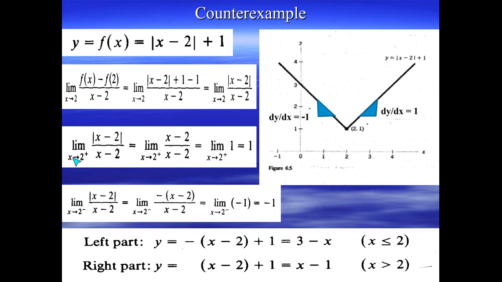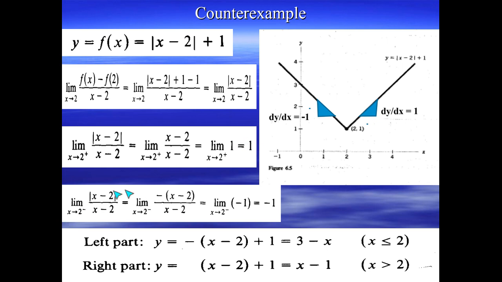Great. But when x goes to 2 from above, to 2 plus, from values higher than 2, then the absolute value of x minus 2 opens as x minus 2. So limit when x goes to 2 plus of absolute value of x minus 2 over x minus 2 is equal to limit when x goes to 2 plus of x minus 2 over x minus 2. And since x goes to 2 but is never equal to 2, I can simplify, and x minus 2 over x minus 2 is 1. So I obtain limit of 1 when x goes to 2 plus, which is 1. The limit of a constant is the constant itself.